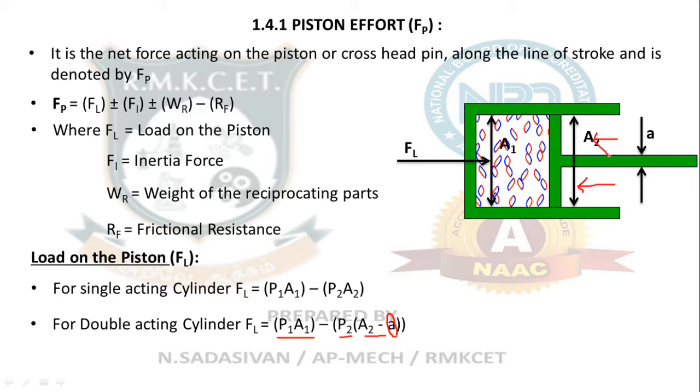We cannot avoid the connecting rod. So therefore always for a double acting cylinder, the lower side area is inherently lesser. Okay, so that is the load on the piston for a double acting cylinder. So I think you have understood that.